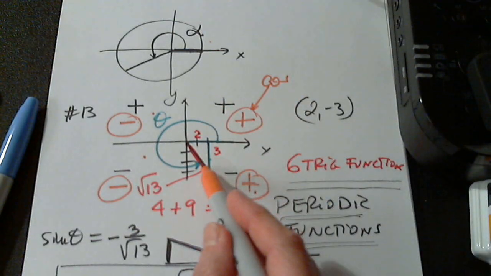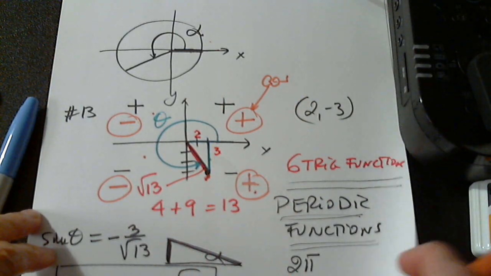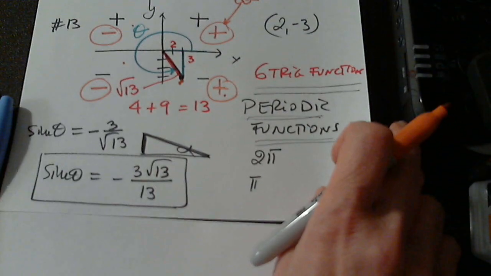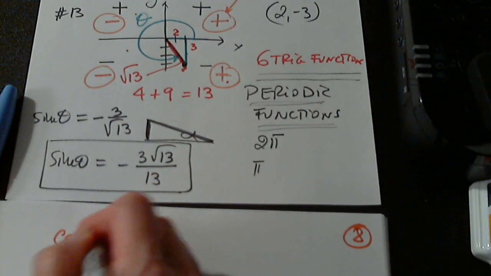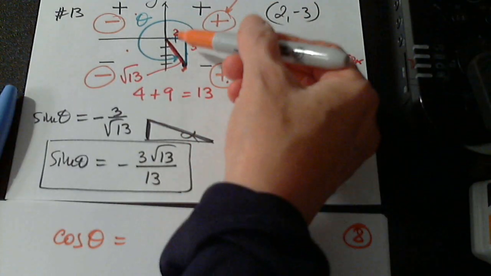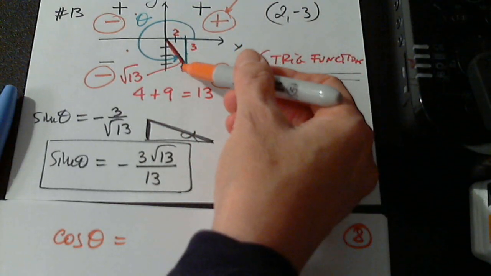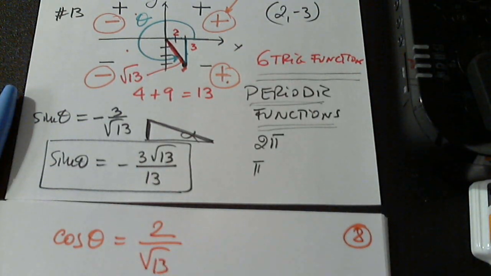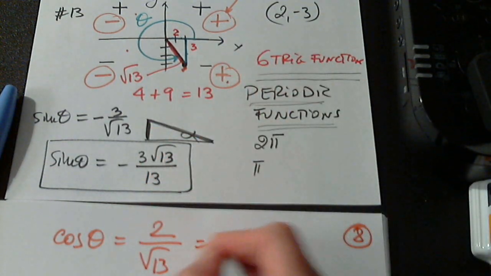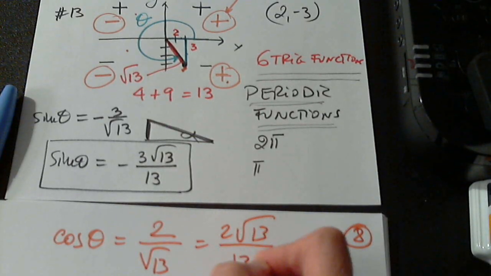adjacent over the hypotenuse. So cosine theta is adjacent, which is 2 over the square root of 13, and that will be positive. 2 over the square root of 13 because the terminal side is in the fourth quadrant. 2 the square root of 13 over 13.